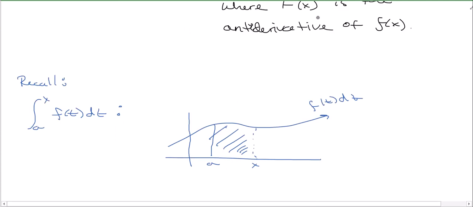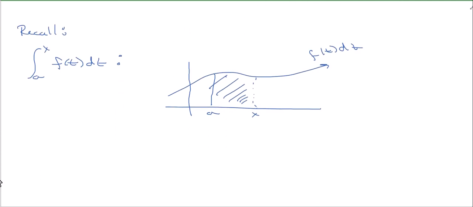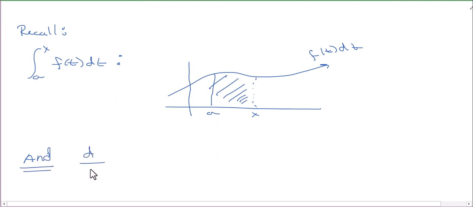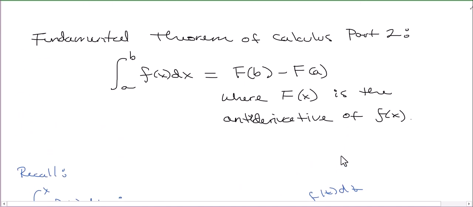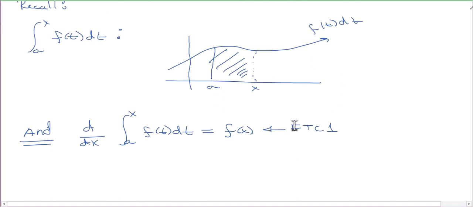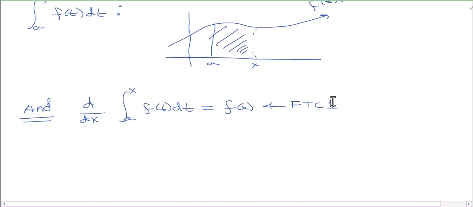And also that when we take the derivative of this function, the integral from a to x of f of t dt, we get f of x. Right? This is our Fundamental Theorem of Calculus part 1. So we've abbreviated it FTC 1. This one, Fundamental Theorem of Calculus part 2, is usually abbreviated FTC 2. And we technically need the FTC 1 in order to prove FTC 2.